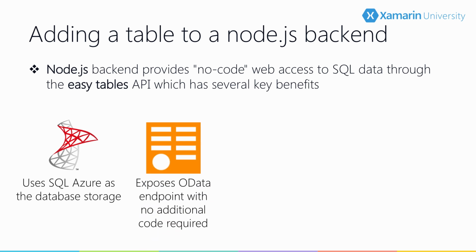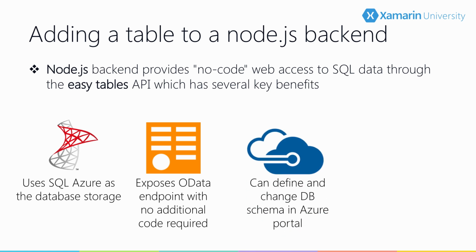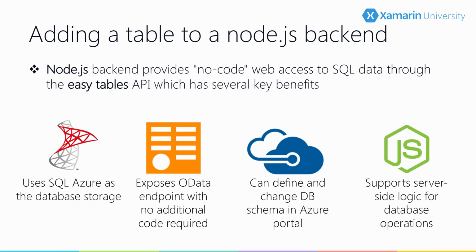Also, like the ASP.NET approach, the Node.js backend exposes an OData endpoint to query and manipulate the data. However, unlike ASP.NET, we can configure the database table completely through the Azure portal. And they call this Easy Tables because it's easy, and there's no code required to set it up or get it running. And finally, even though code is not required, you can add code in JavaScript to do some basic server-side logic for each of the HTTP requests and database operations.